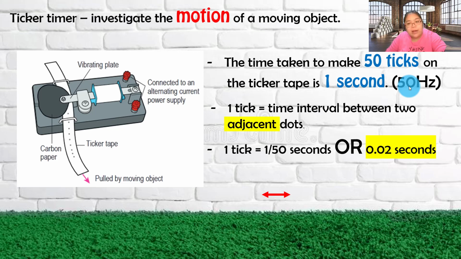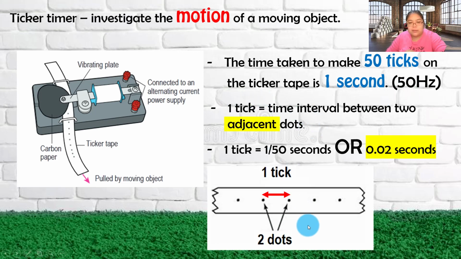Okay, for example, your fan. In 1 second, how many times can it turn? If it can turn 5 times, that means it is 5 hertz. Okay, now we're going to see 1 tick. What does 1 tick mean? Okay, see the diagram here. This one we call 1 tick.